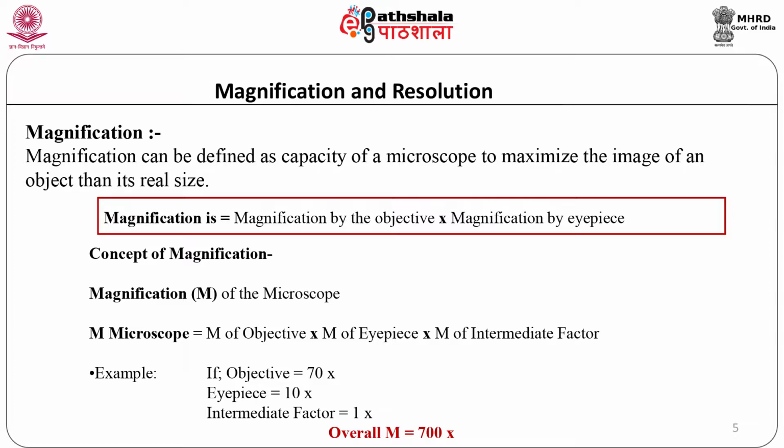Concept of magnification, which is denoted by capital M. Magnification of microscope is equal to magnification of an objective into magnification of an eyepiece into magnification of intermediate factor. For example, if magnification of an objective is equal to 70x, magnification of an eyepiece is equal to 10x, and intermediate factor is equal to 1x, then overall magnification will be equal to 70 into 10, which is 700x.